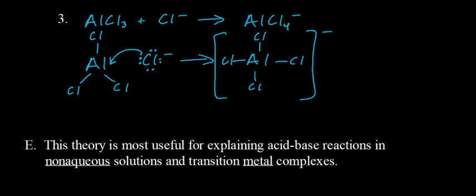Notice how the hybridization of aluminum changes during this reaction. So it starts off as sp2. We have a trigonal planar molecule. And then in the ion AlCl4-, we end up with the hybridization of sp3. Just for time's sake, I left the lone pairs of electrons off of the chlorines, but you would definitely want to do that. So this theory is most useful for explaining acid-base reactions in non-aqueous solutions, and also for the formation of transition metal complexes. And we'll see some examples of those later on.